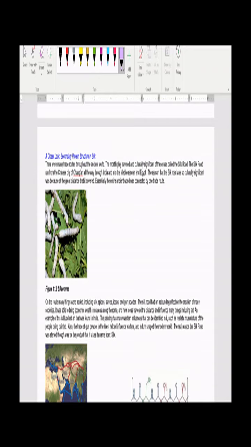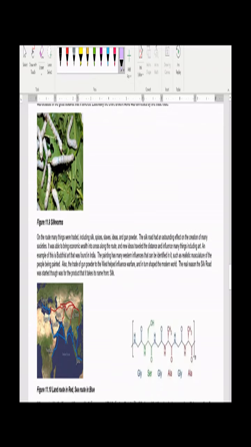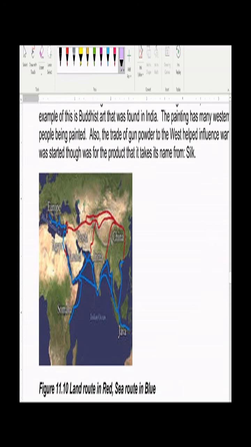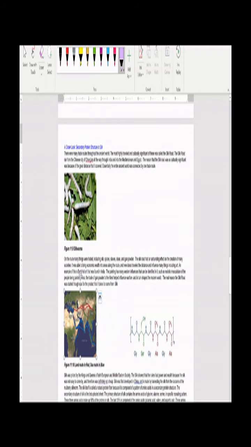We have a little picture of some silkworms here. The Silk Road was a big travel pathway that they would use to pass goods. It didn't only pass back and forth silk, but other goods as well. But silk was one of the main goods transported on this set of pathways, either by land or by sea, between different countries, China, India, Egypt, on into Europe, and so on. The product, silk, produced by the silkworms is actually a protein.